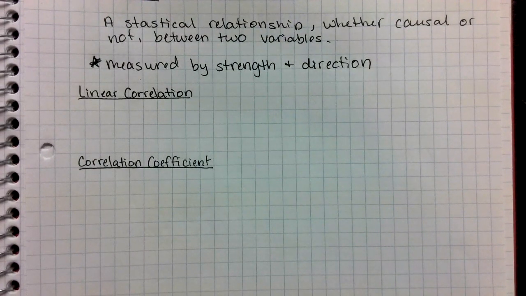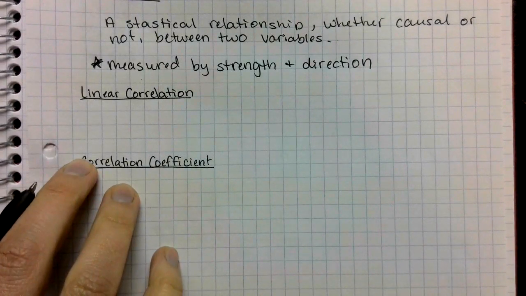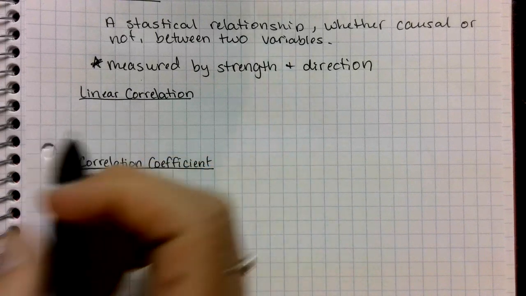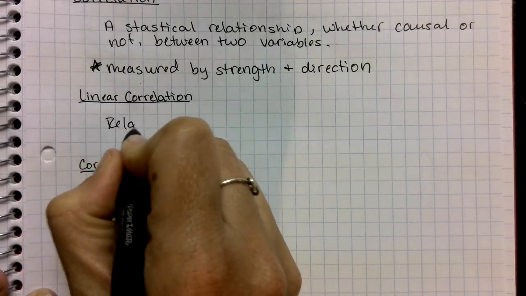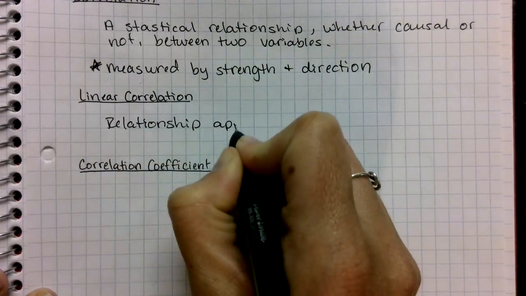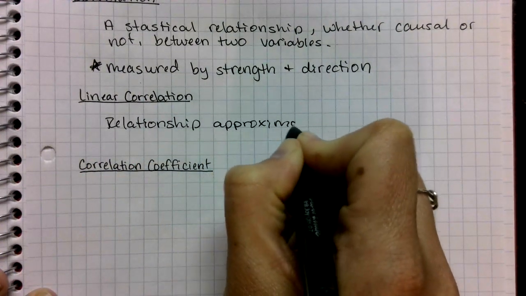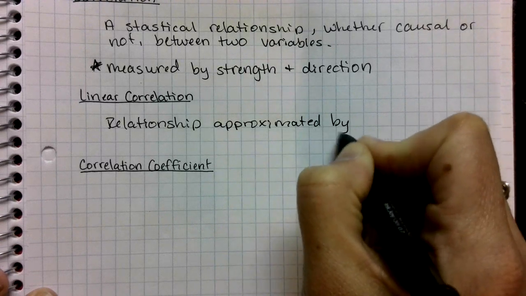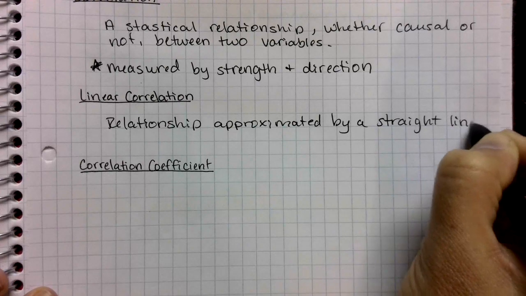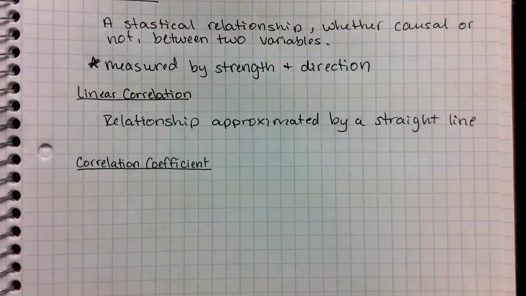So, like I said, for our particular study, what we're going to be looking at is linear correlation. Linear correlation is just a relationship approximated by a straight line. Basically what that means is you're going to see a constant change. As your independent variable increases, your dependent variable is going to increase or decrease in a constant manner.